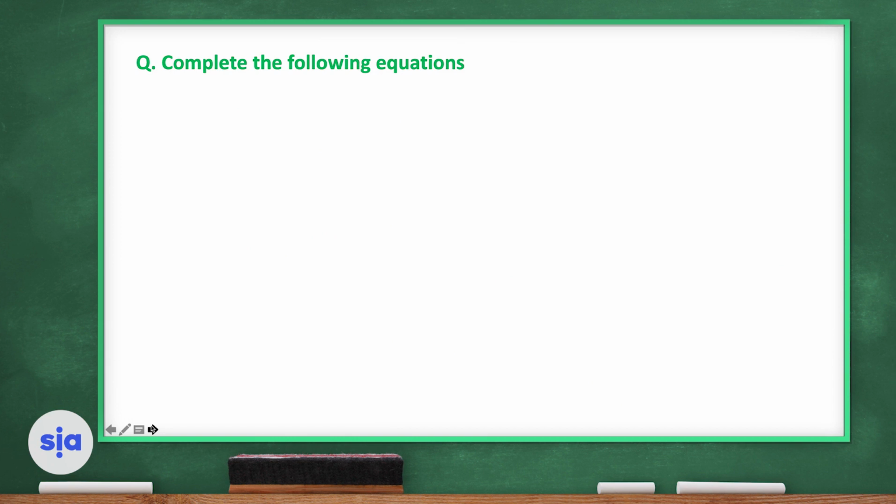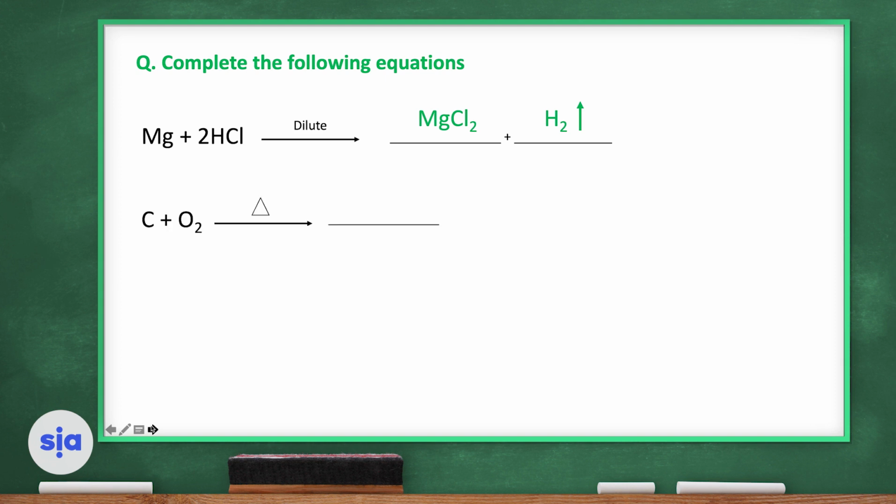Now time for questions. Complete the following equations. Magnesium plus dilute hydrochloric acid will give, yes, magnesium chloride, and H2, or hydrogen gas, will evolve. Carbon plus oxygen when heated will give carbon dioxide gas. Magnesium metal and oxygen will produce magnesium oxide.